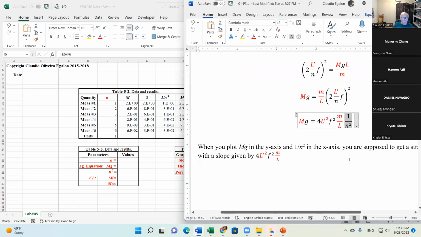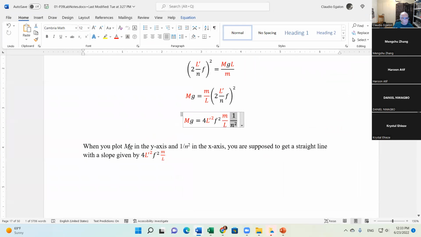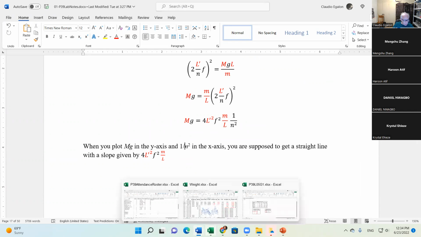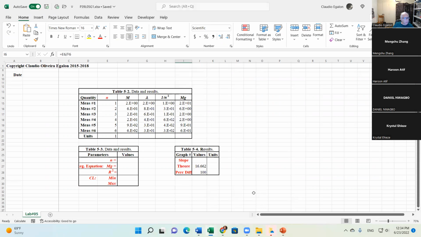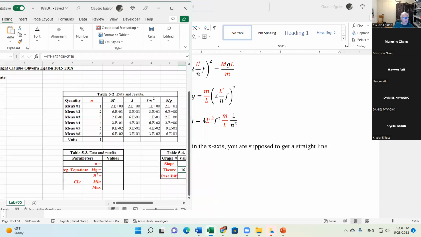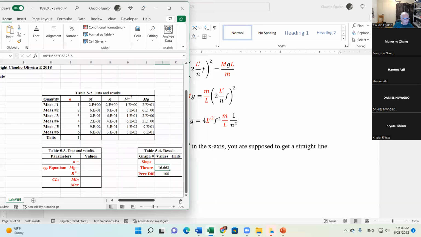So what are you going to do? You are going to plot mg on the y-axis and 1 divided by n squared on the x-axis, just like we have here. You are supposed to get a straight line. You go ahead, write down the number of data points, the regression equation, R squared, and find your CL. That's the theoretical value of your slope.